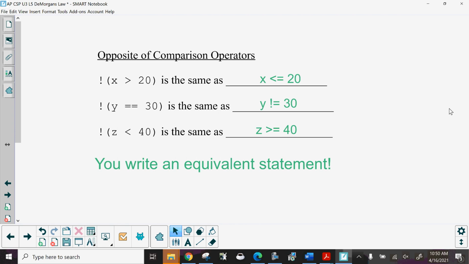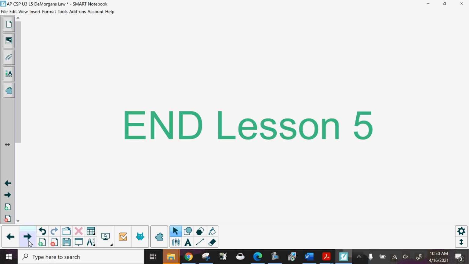On the AP exam and on the test in this class, there will be some items where you have to decide if two statements work the same way, if they're testing the same thing. That's where DeMorgan's Law comes in, and these opposite of comparison operators. Okay? You'll have some practice with this. That concludes Unit 3, Lesson 5, DeMorgan's Law.